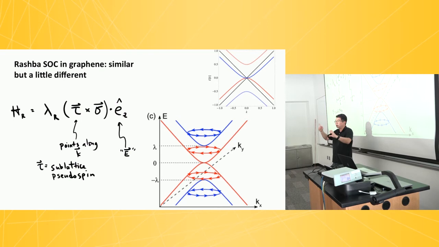And so there's a series of experiments where we do injection and detection and you try to do this kind of Hanle precession. And what happens is that the presence of the spin orbit coupling is going to really change what the precession looks like. So that's a way to do it.